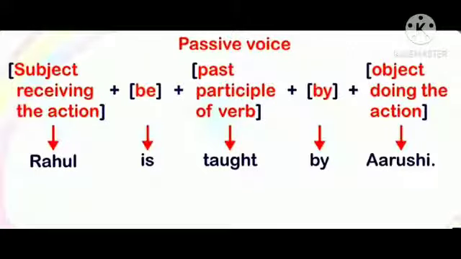Now, if we want to write the same sentence in passive voice, the sentence will be Rahul is taught by Arushi, where Rahul is the subject that is receiving the action, verb be is, past participle of teach is taught, by, and then object that is doing the action is Arushi.